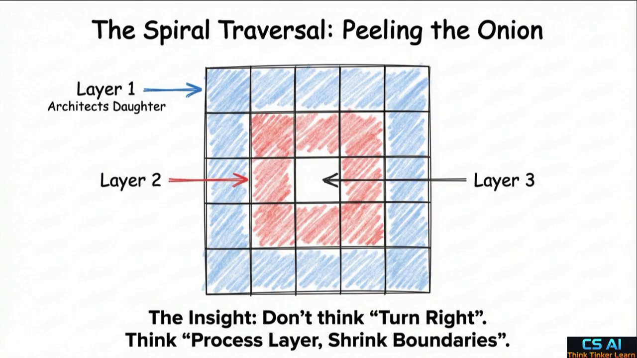Layer 3 is the core, right in the middle. The secret here is not to turn right. It's to process a boundary, then shrink the boundary. By defining four walls, top, bottom, left, and right, you can systematically strip away the outer edges until there is nothing left. This layer based approach turns a confusing navigation problem into a clean iterative reduction problem.